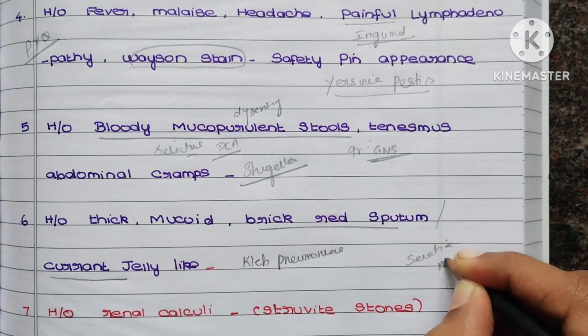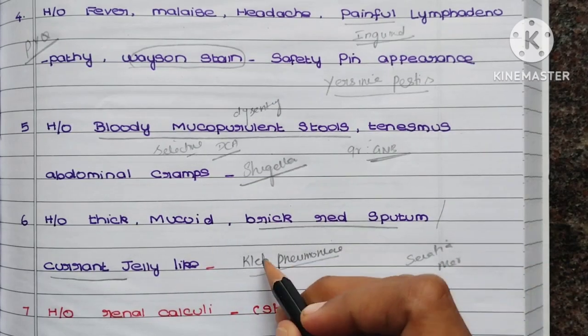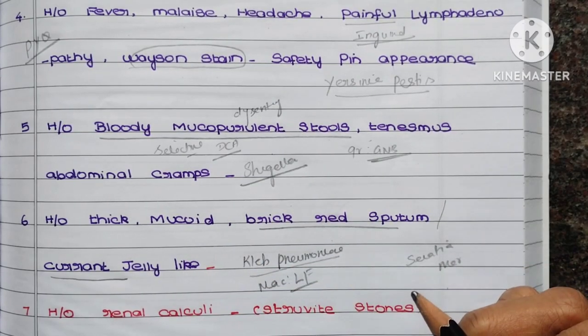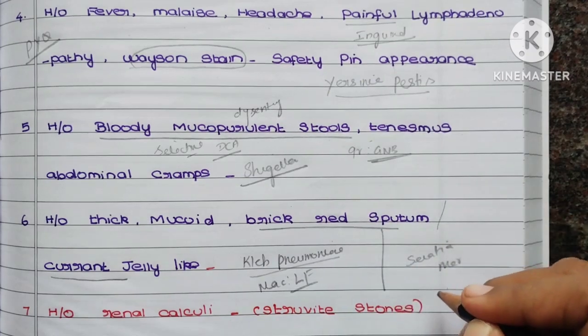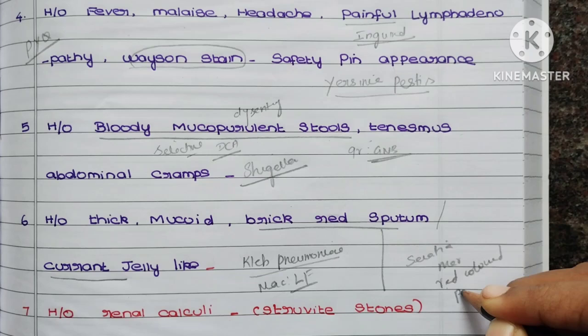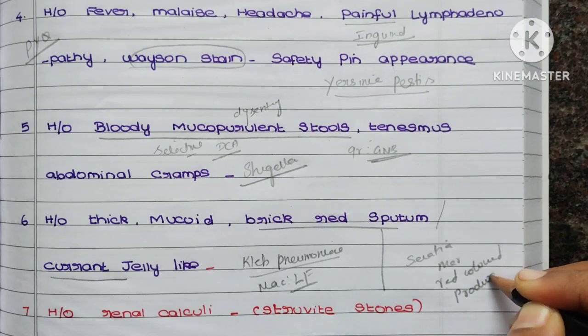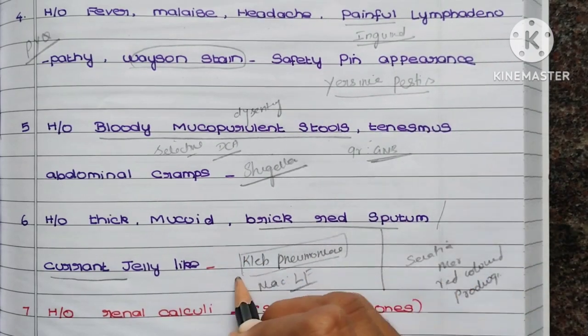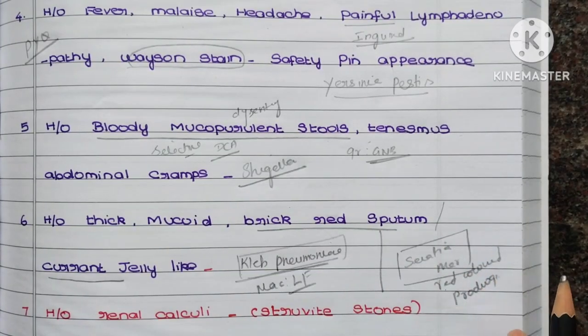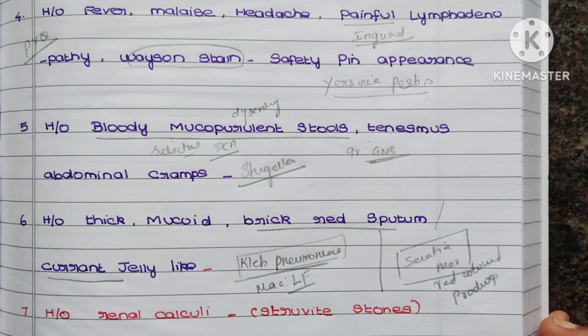then it is Serratia marcescens. For Klebsiella on MacConkey agar, it will show lactose fermenting colonies, whereas Serratia will show red colored colonies. This red color is mainly because of the pigment prodigiosin. So you want to remember these two points: one is Klebsiella pneumoniae, and another is Serratia marcescens. So, coming to the next question.